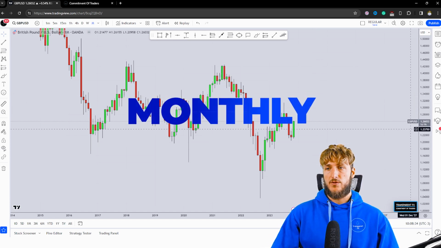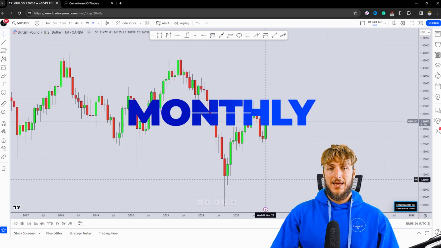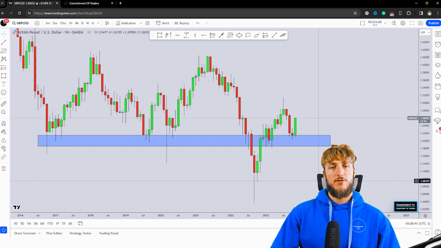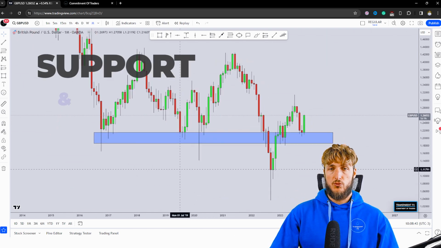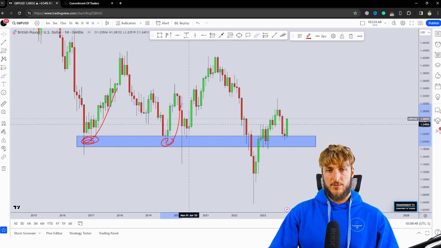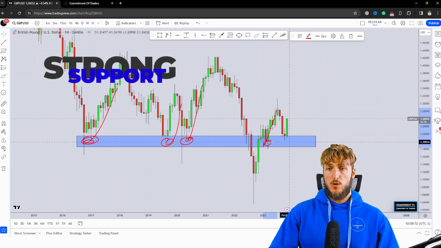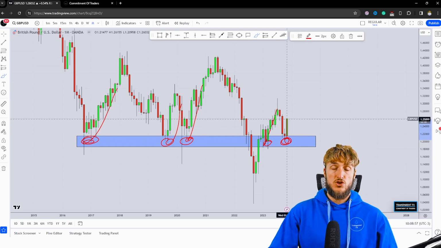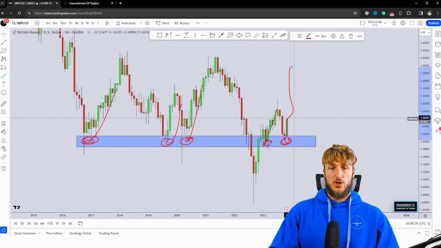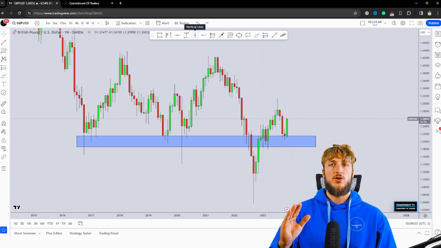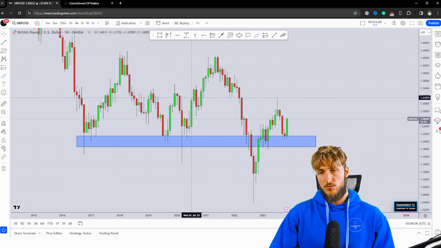Now, starting from the monthly time frame, what we can see is that we have a market which at the moment is testing a quite strong level of monthly historical support and demand. In fact, from here, multiple rejections to the upside were created every single time that the market tested this area. And at the moment, the market is testing once again the exact same zone, rejecting it to the upside. And from here, we could expect more potential bullish continuation. So from a monthly standpoint, everything looks extremely bullish.